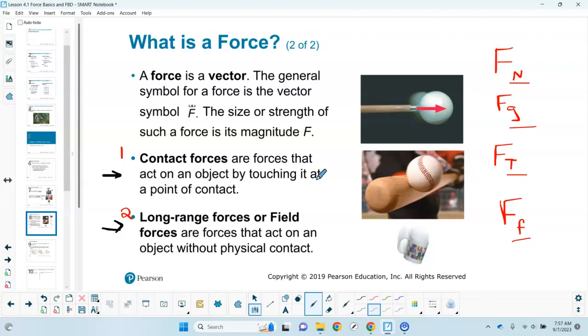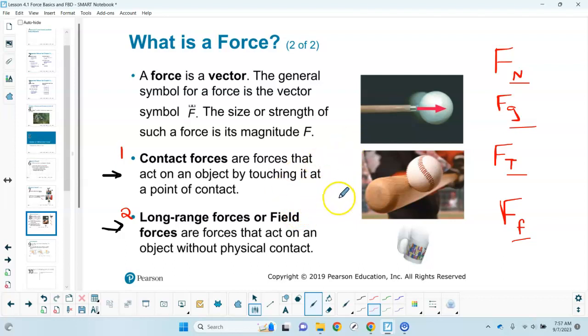And then there's a second type of force, which is the opposite of contact force. They're called long-range forces, or what I learned them as is they're called field forces. And those are forces that act without physical contact. So maybe I'll give you one question here that'll distinguish between contact and field forces, and hopefully you'll get that right. So anyway, that's just like grouping again.